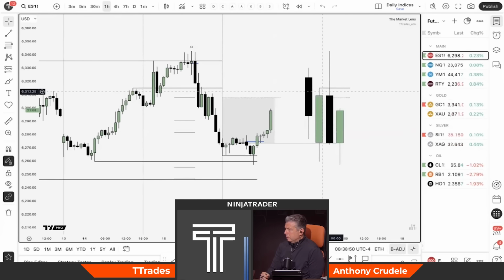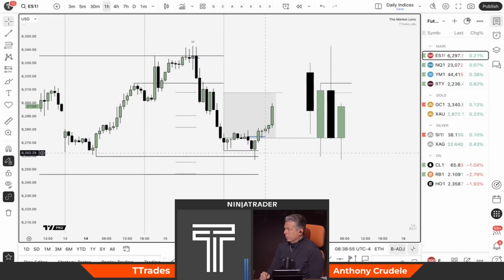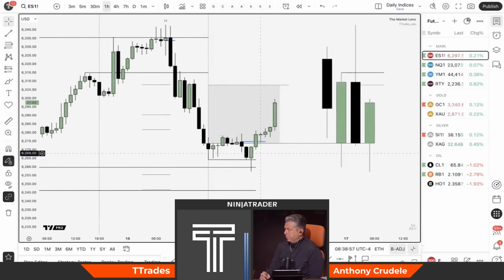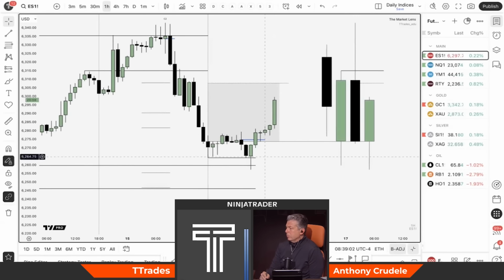We have a sweep of this high, closes back in. This is the area that I'm looking to short from, essentially, right? But just because the indicator plots something doesn't mean that I'm just going to go in there and blindly short something. I have to have some sort of validation of that idea.